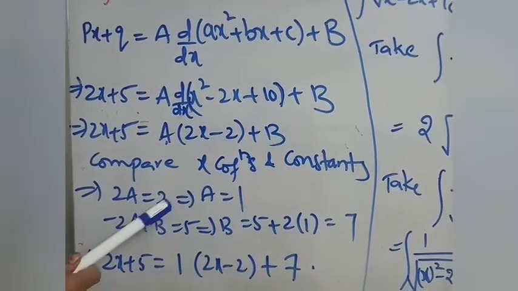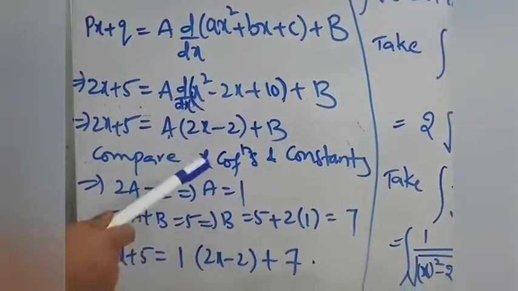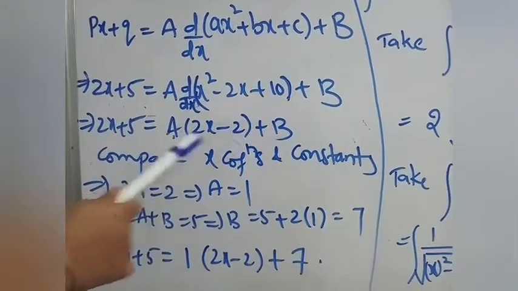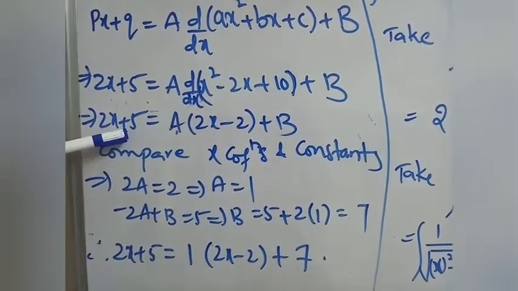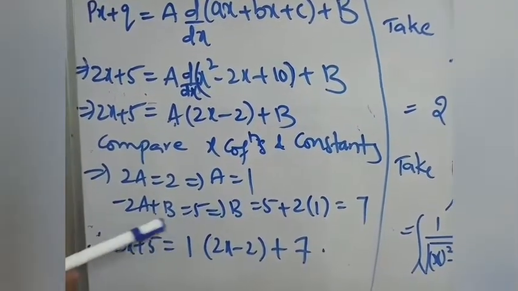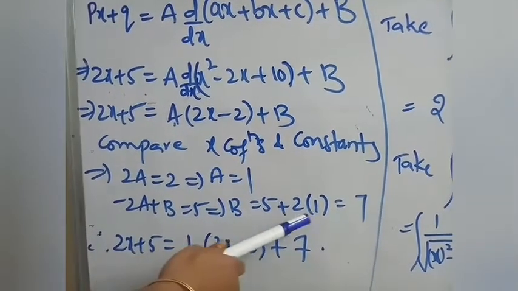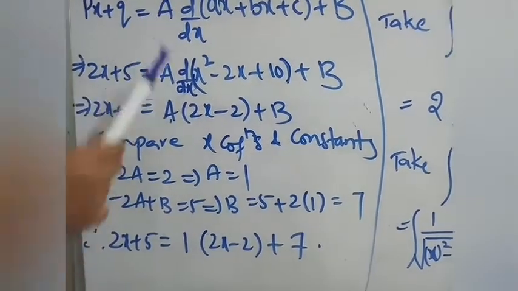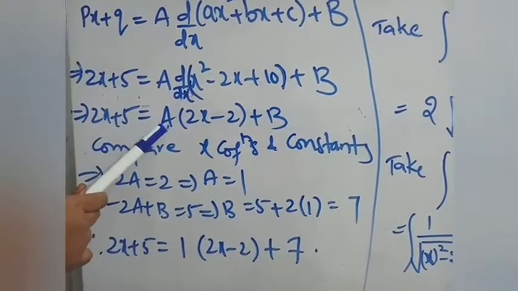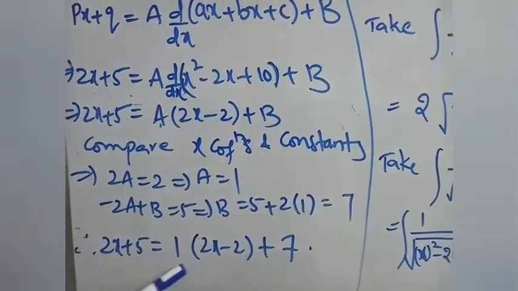So by equating both, you can get a equals 1. What is the constant here? Minus 2a plus b. What is the constant on the other side? 5. So equating both, you can get b equals 7. Now substitute a and b in this. A is 1, b is 7, substitute here.